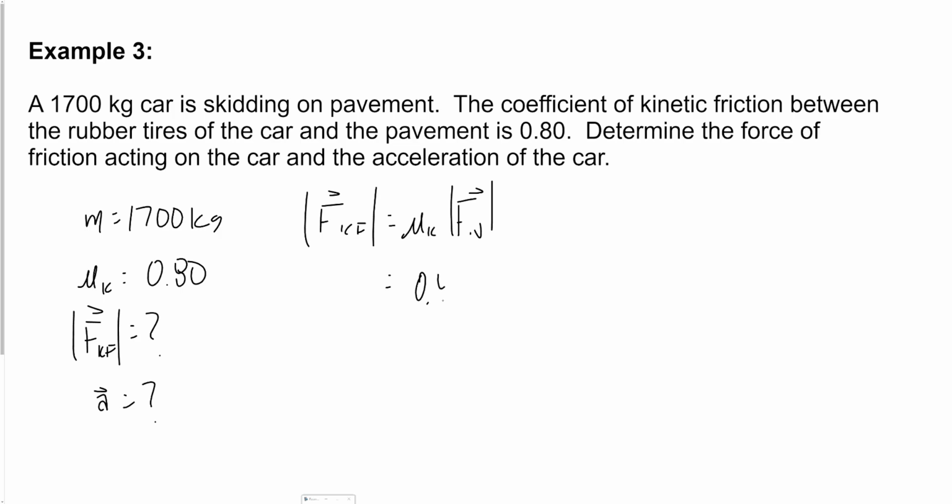Mu is 0.80. And the normal force, assuming this car is not going up or down, which I think is a pretty safe assumption, and assuming the road is flat, then the normal force will just be the same as gravity, right? So it will be 1,700 times 9.81. There are, again, exceptions to that, right?